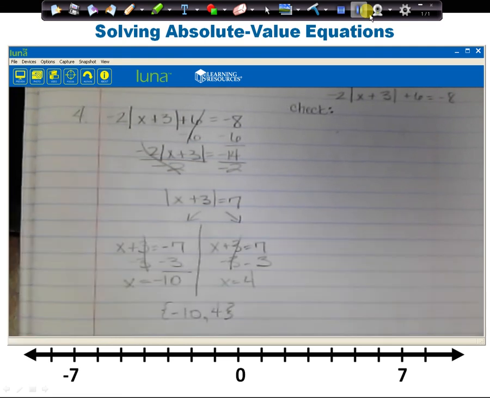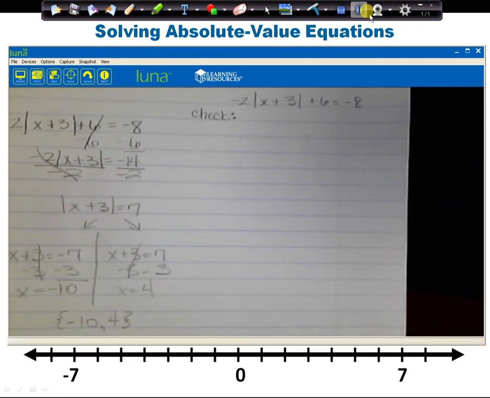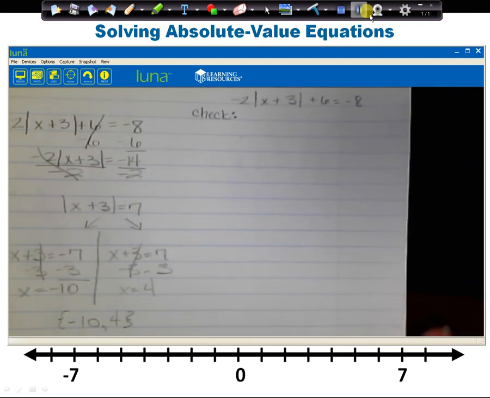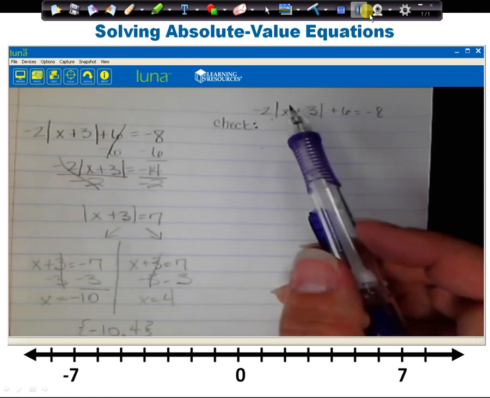And again, just do the best you can on drawing those. Now, because we have two answers, we have to check two answers. Make sure that when you check, you come back to the original problem. So I've rewritten the original problem up here so we don't have any confusion about what we're plugging into.